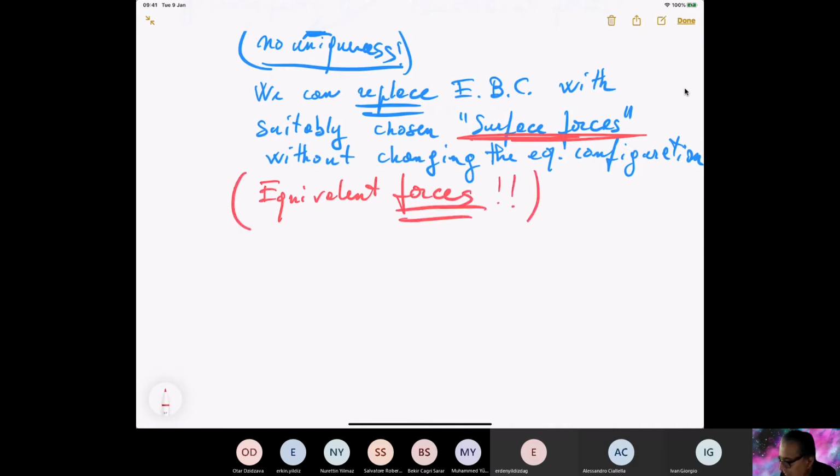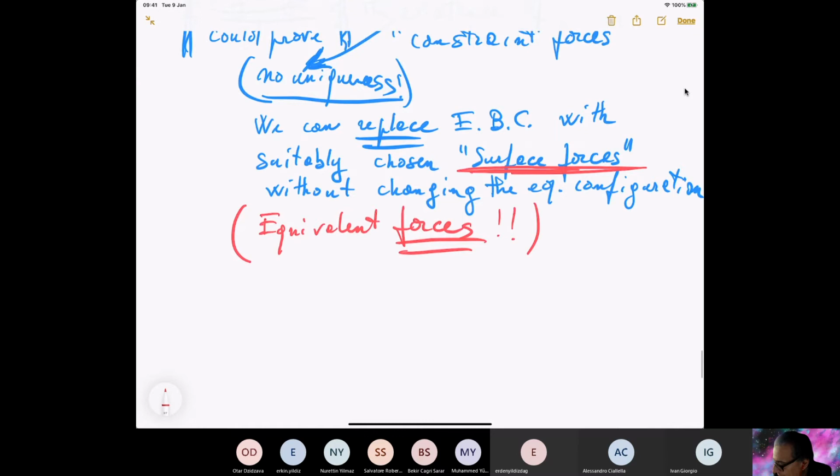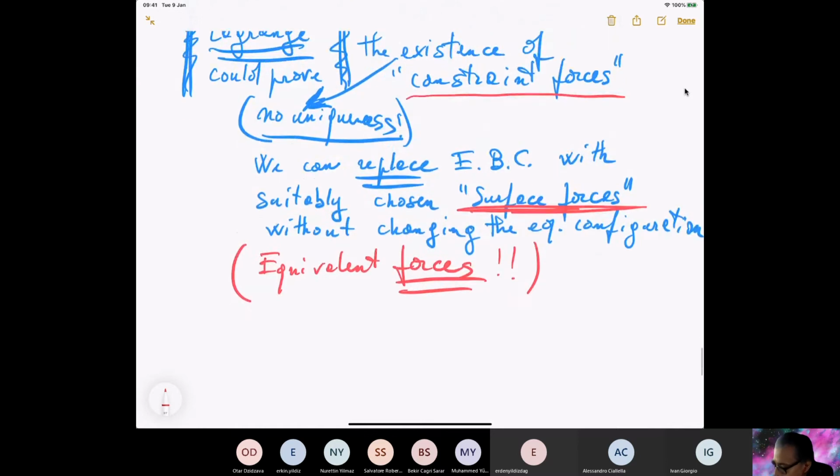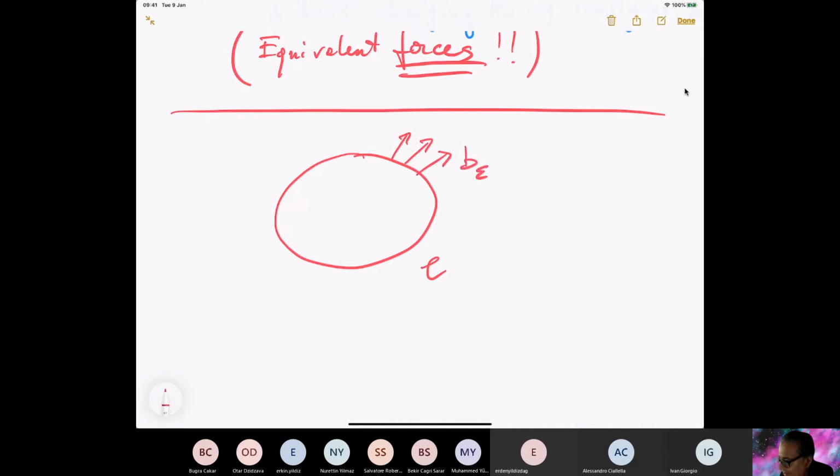These equivalent forces are called constraint forces. Okay, so you have our body in the actual configuration now. On this body, you have B sigma applied on the free part of the boundary. Then you have B sigma constraint.